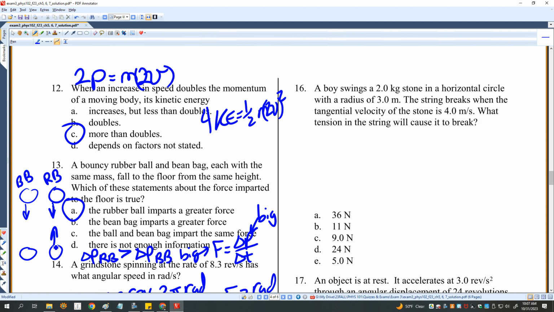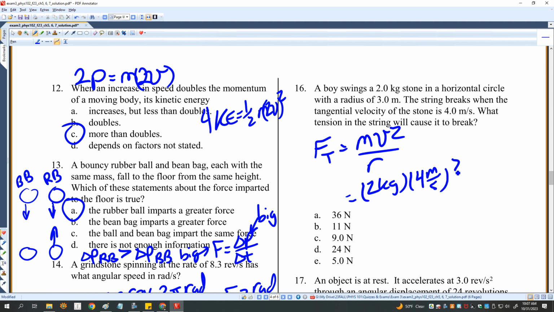A boy swings a 2 kilogram stone in a horizontal circle with a radius of 3 meters. The string breaks when the tangential velocity of the stone is 4 meters per second. What tension in the string will cause it to break? Okay, so the tension is the centripetal force, mv squared over r. That's going to be 2 kilograms times v, 4 meters per second, squared, divided by 3 meters. 32 divided by 3 is going to be B, 11.